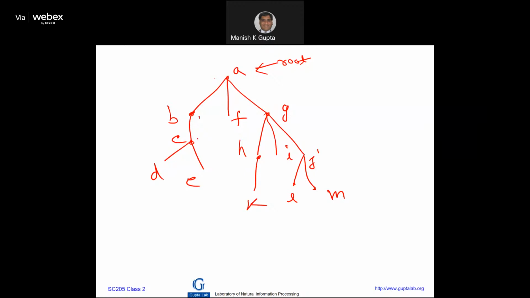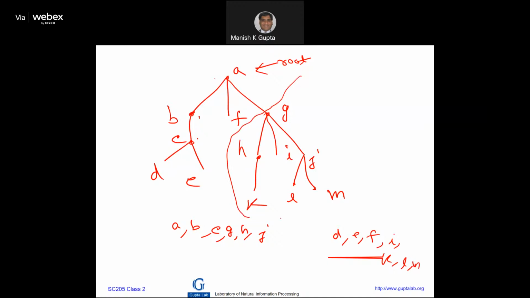Okay. Very good. The internal vertices are A, B, C, G, H, J. These are internal vertices, right? Outsides are leaves anyway. The leaves are D, E, F, I, K, L, M. And if I break this thing from here, this will be nothing but a subtree. Subtree rooted at G. Right.